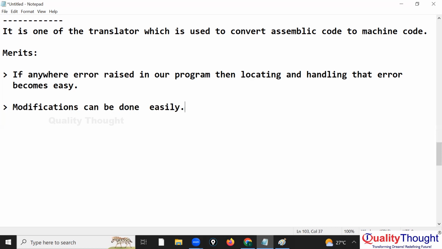Okay, sir, we got an idea. Sir, then why are we not using assembly language in real time? Why are you not teaching assembly language today? Why are we learning Java today? Because it has some demerits. So what are the demerits? You need to focus, guys. So demerits is nothing but disadvantages.